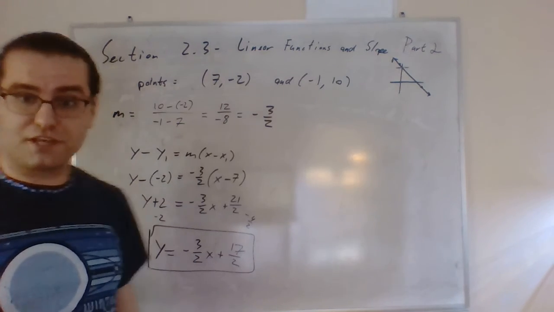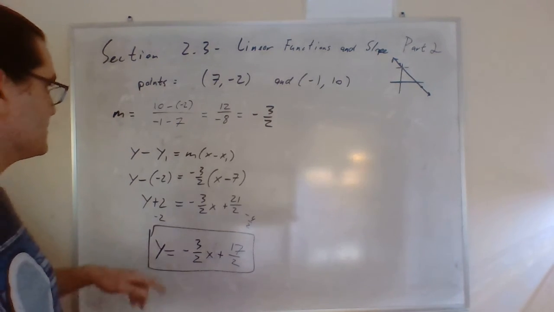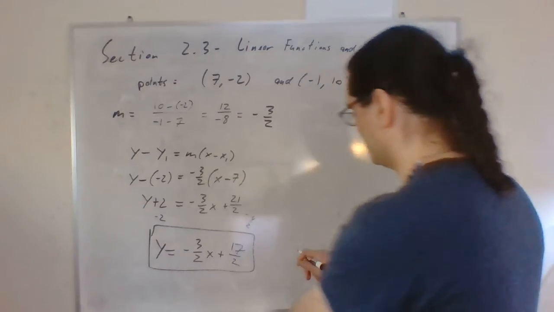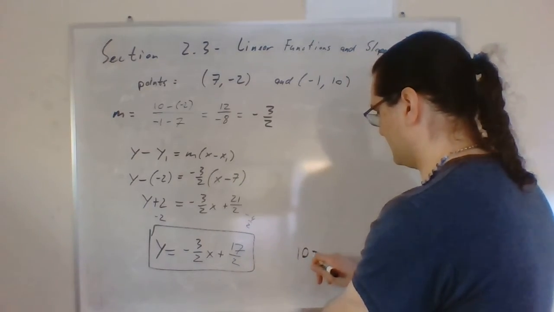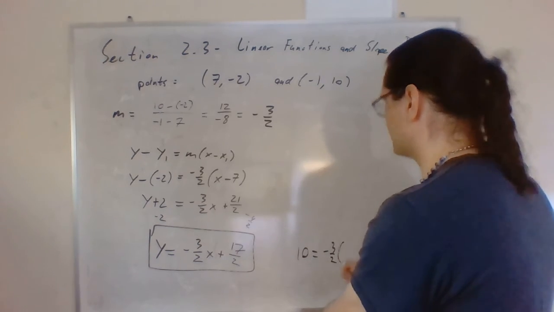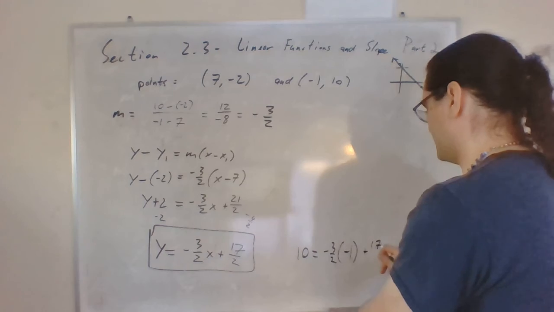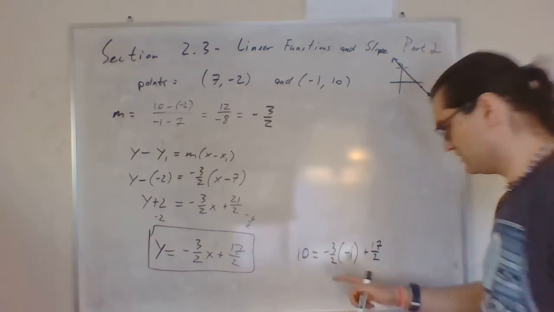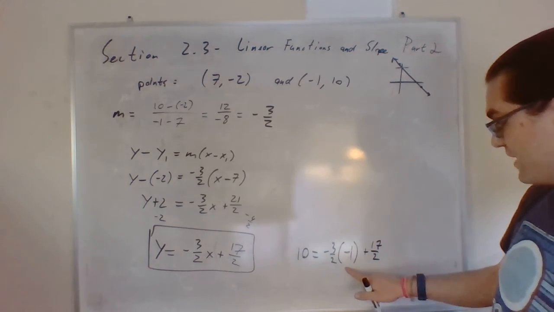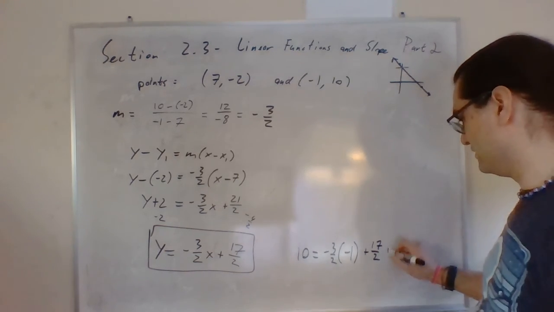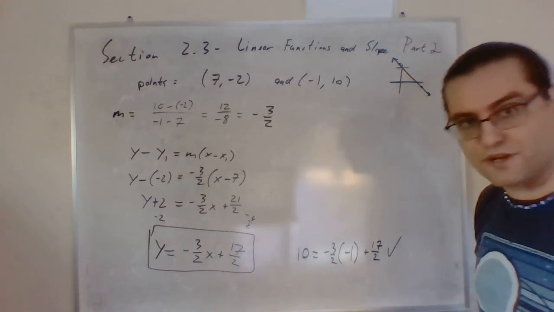And now there's 2 quick checks we can do to make sure that this makes sense. We can plug in our other point and make sure it works. Does 10 equal -3/2 of -1 plus 17/2? This is +3/2 plus 17/2 is 20/2. That's 10. So that works out. We have the right equation.